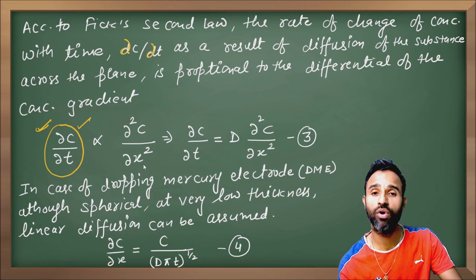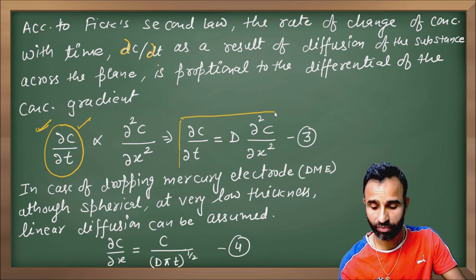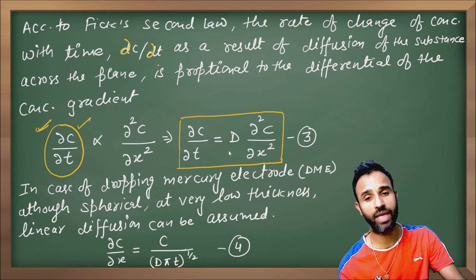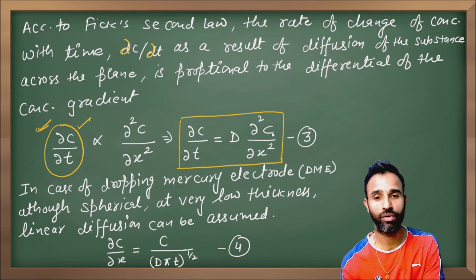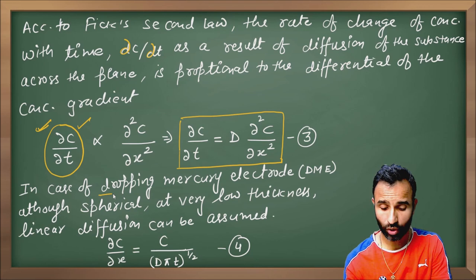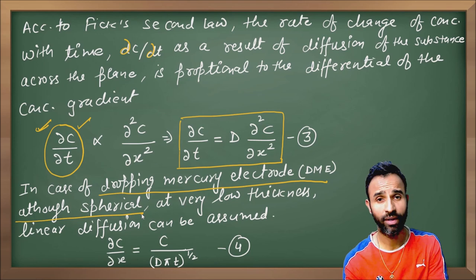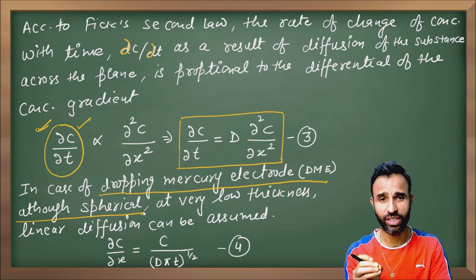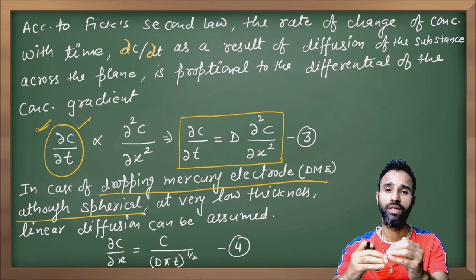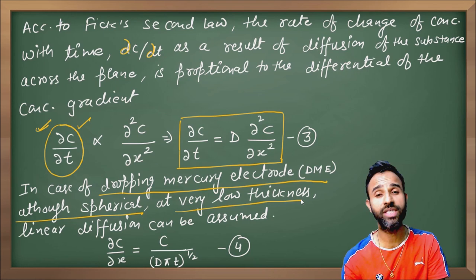That is the second partial differential of C with respect to x. And therefore, partial differential of C with respect to t is equal to, again, the constant of proportionality is capital D, the diffusion coefficient, into the second partial differential of C with respect to x. Now, in case of the dropping mercury electrode, because we are talking about polarography, although the drop is spherical, at very low thickness, when the drop is just growing, linear diffusion can be assumed.